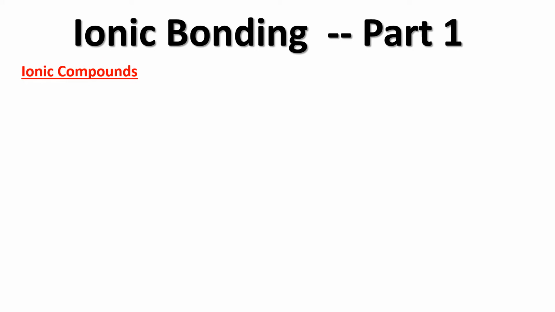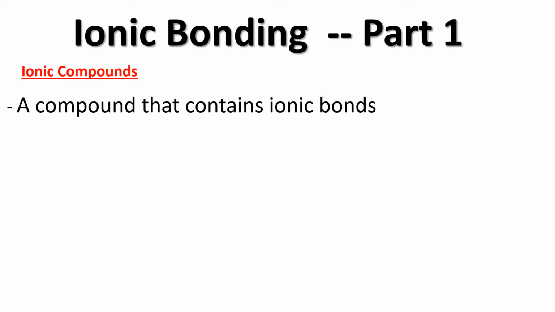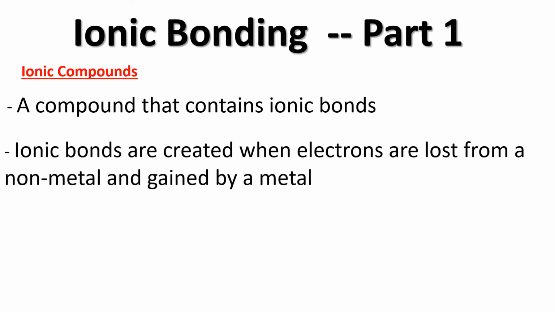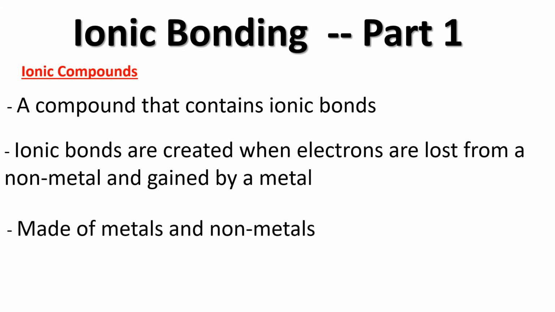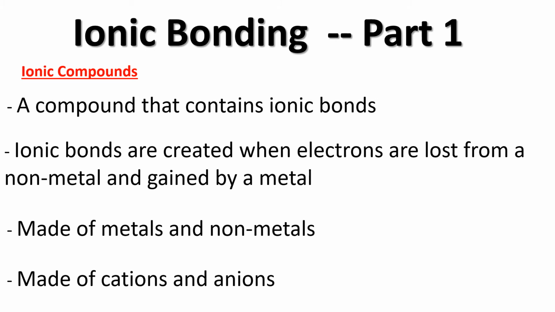So let's get on to ionic compounds and ionic bonding. An ionic compound is a compound that contains ionic bonds. Ionic bonds are created when electrons are lost from a metal and gained by a nonmetal. So what we're going to be doing is pairing up a metal and a nonmetal. So these, like I just said, are made of metals and nonmetals, or a different way to say it is they're made of cations and anions.